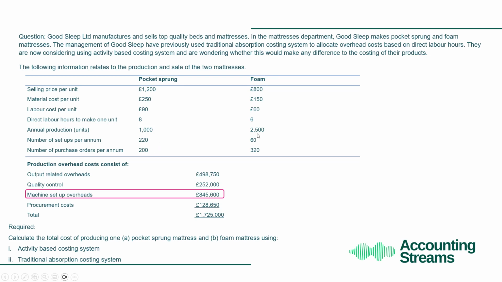While to make 2,500 mattresses, the equipment only needs to be set up 60 times. So our correct cost driver here will be the number of setups, and then we allocate the costs based on that. For pocket sprung mattress, that will be 220 divided by the total, which is 220 plus 60, that will give us 280, and then multiply that by 845,600.